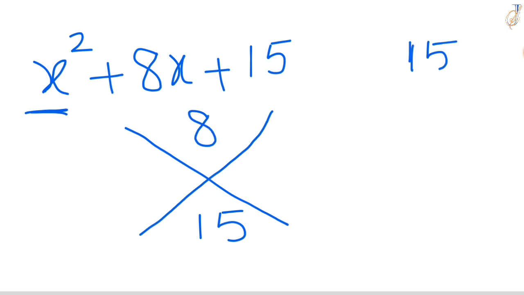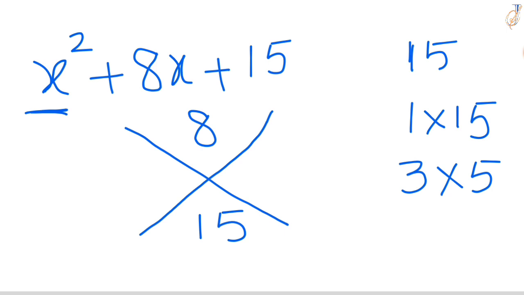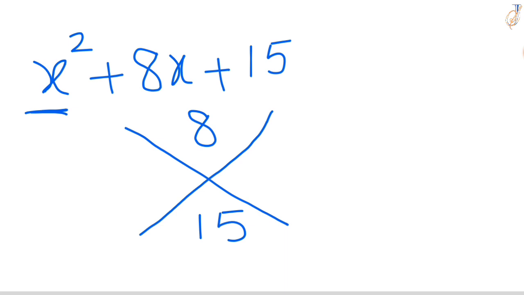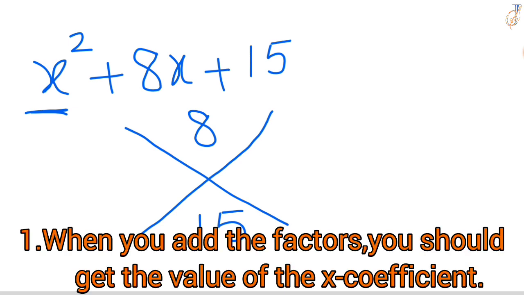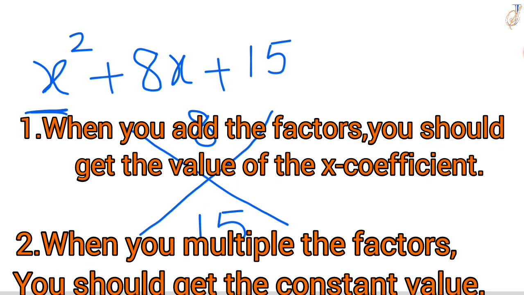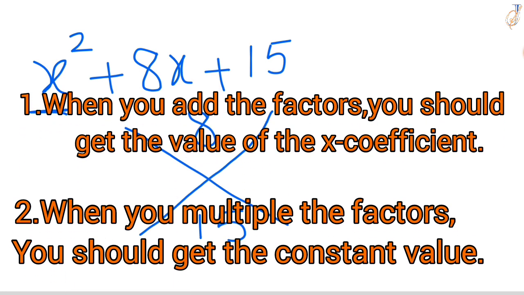Take 15. What are the factors of 15? 1 times 15 is 15. Then 3 times 5 is 15. Let's take 1 and 15. After finding the factors, you need to apply the two conditions. Number 1, when you add the factors, you should get the value of the coefficient of x. Number 2, when you multiply the factors, you should get the constant value.